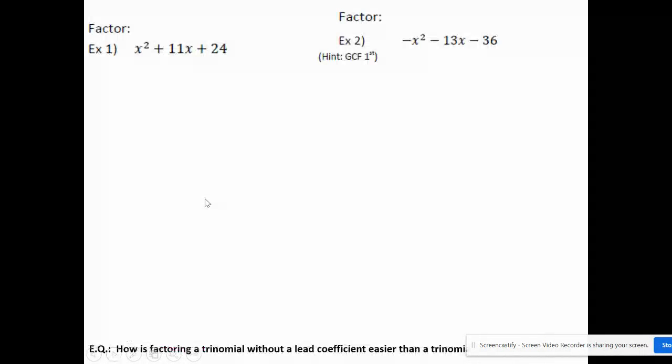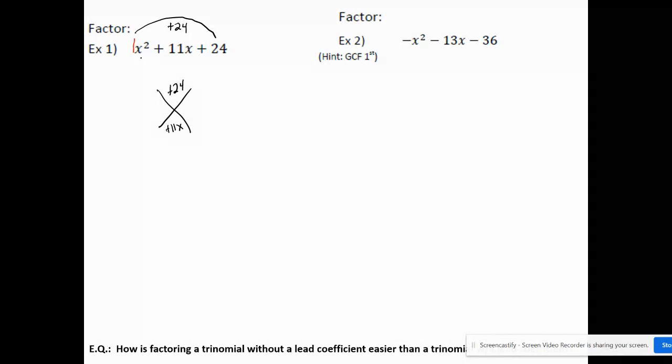Okay, so this is example 1 in your notebook. So you can see right here that this does not have a lead coefficient other than a hidden 1. So that's how these problems are going to change. I'm going to fill in the hidden 1. And we're still going to follow the same procedure for the magic X. We're going to multiply front and back. So what multiplies to 24 and gives us 11? And I'm going to draw that magic X real quick.